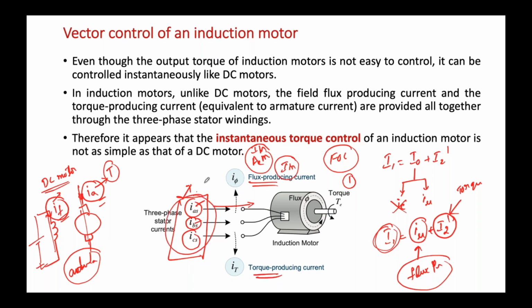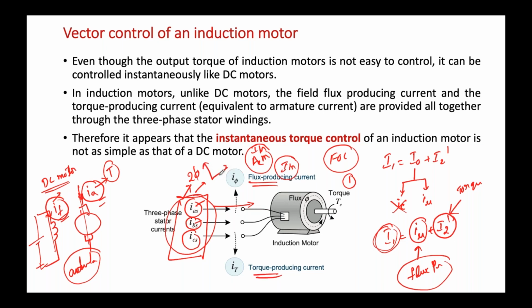What they will do, they will apply transformation techniques. By using current sensors, they will sense the terminal currents, IA, IB, ICS. After that, they will adopt transformation techniques. By using the transformation technique, immediately what will happen? Your three-phase variables will be converted to two-phase variables.